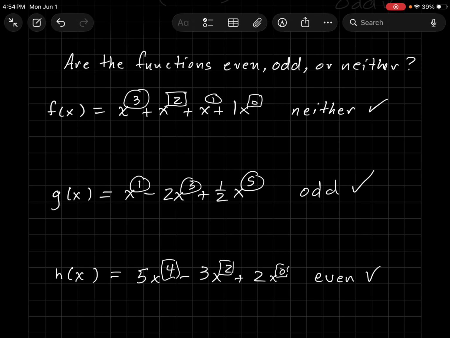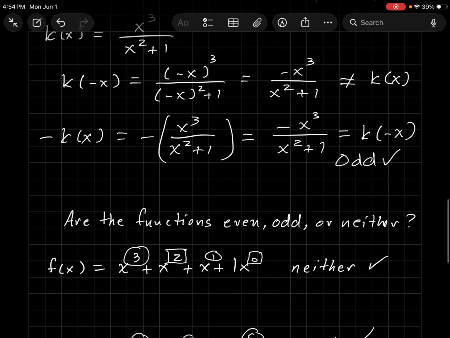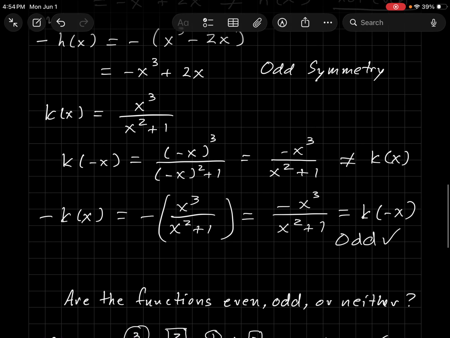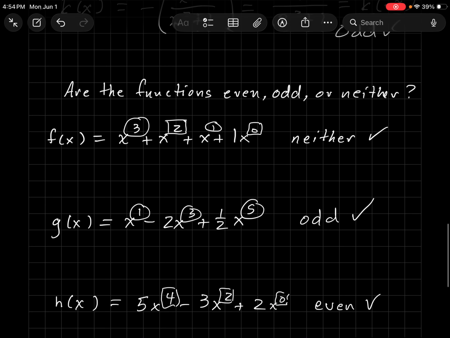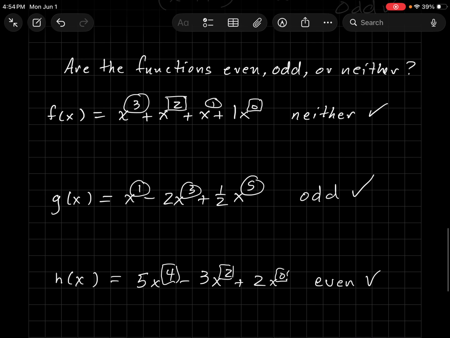Note, this works for polynomials. It doesn't work for everything. It didn't work for this example when I did k of x. And it didn't work here because it's not a polynomial. But this little shortcut certainly works for polynomials.